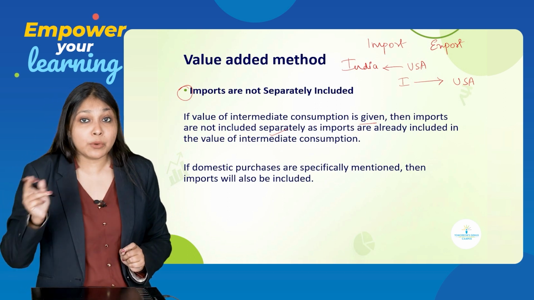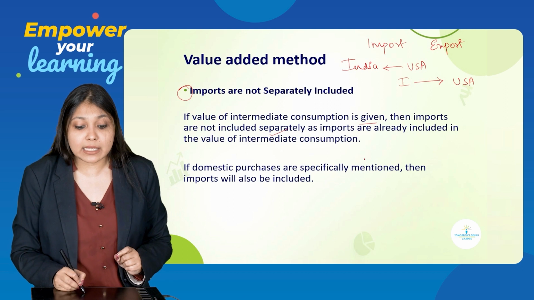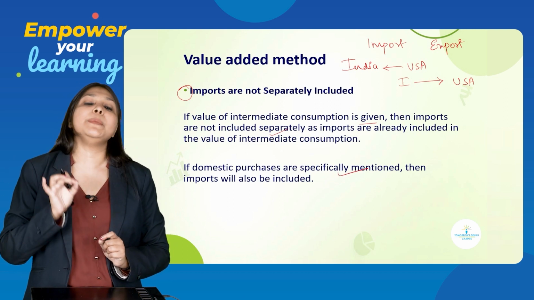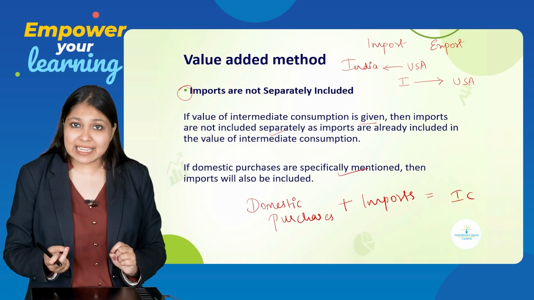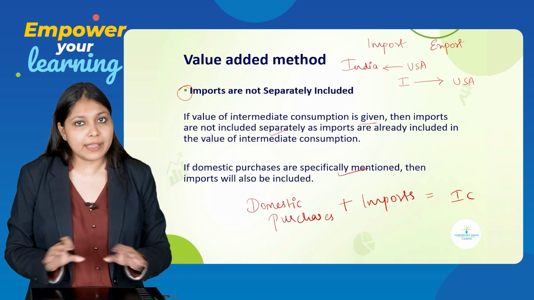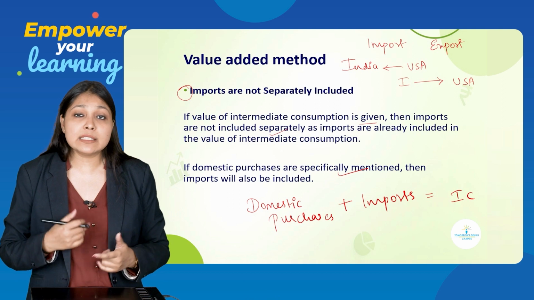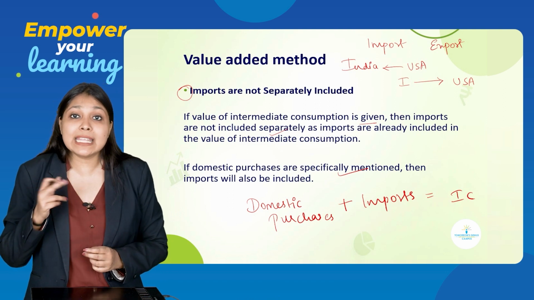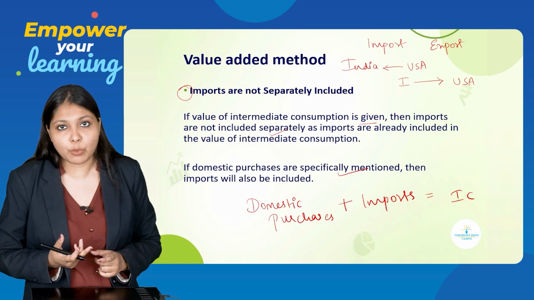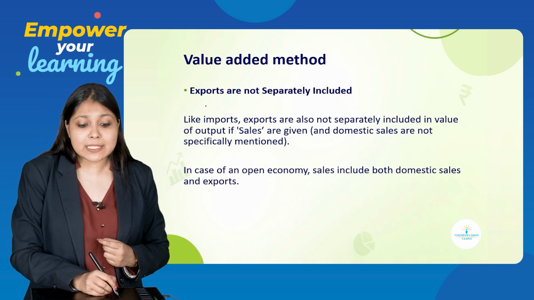But if only domestic purchases are given to you, then imports will be included. If intermediate consumption is directly given to us in the question, well and good. But if it is not given directly, if they are writing domestic purchase, then in that case you will have to add imports. Next, what about exports then?